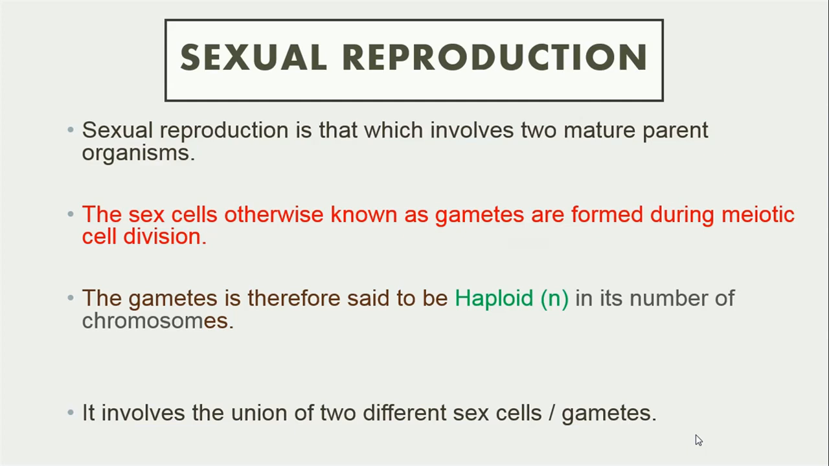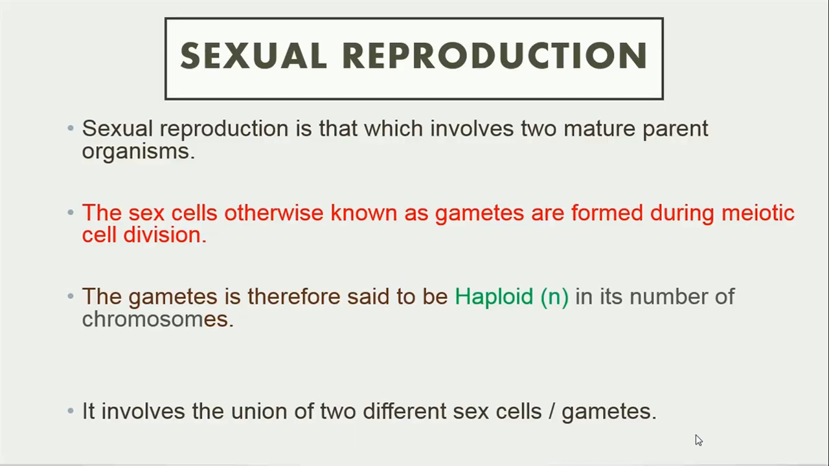Now, the gamete is therefore said to be haploid in its number of chromosomes. So that means it is half of the number of chromosomes of the body cells. Now, it involves the union of 2 different sex cells or gametes. So, the sex cells, as you know, are the sperm cell and the egg cell or ovum.